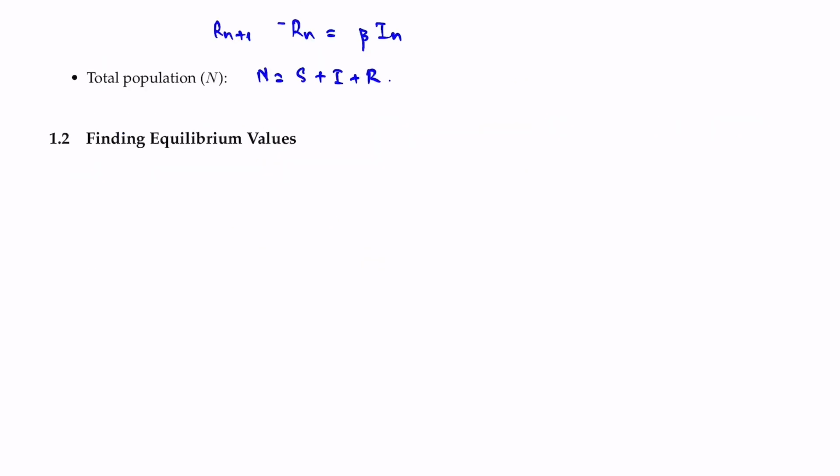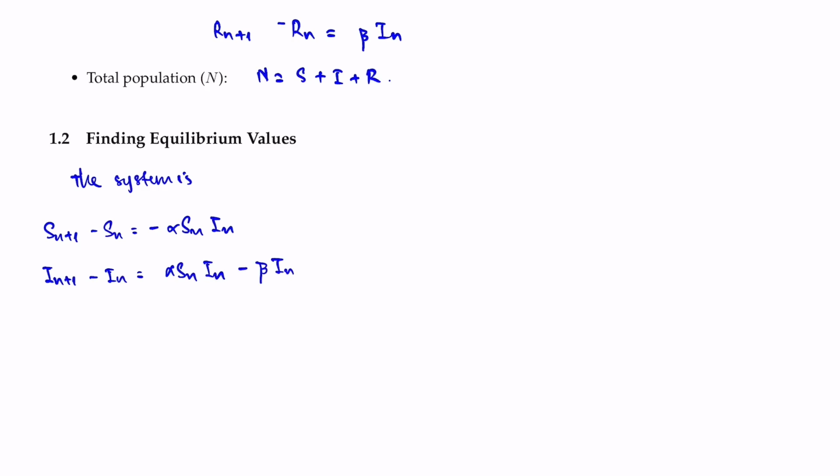So for the SIR model, the system of difference equations includes three equations. So the system is S sub n plus 1 minus S sub n equal to negative alpha times S sub n times I sub n. The second equation is I sub n plus 1 minus I sub n equal to alpha times S sub n times I sub n minus beta times I sub n. And the last equation is R sub n plus 1 minus R sub n equal to beta times I sub n. So I'm going to name this equation 1, this equation 2, and this equation 3.